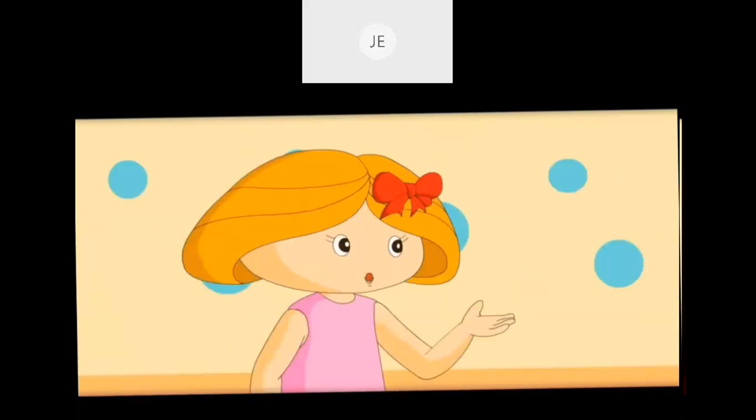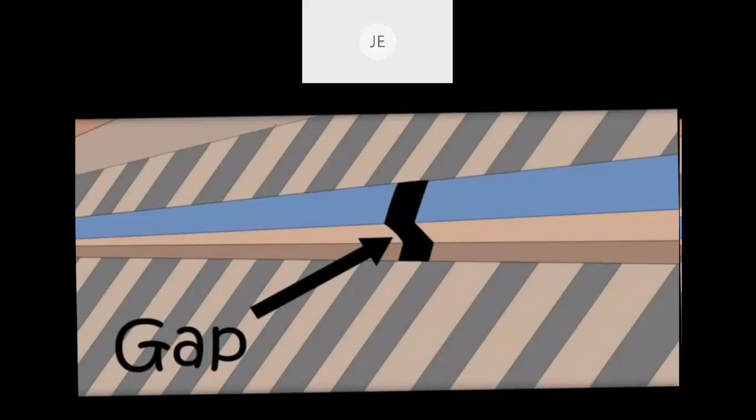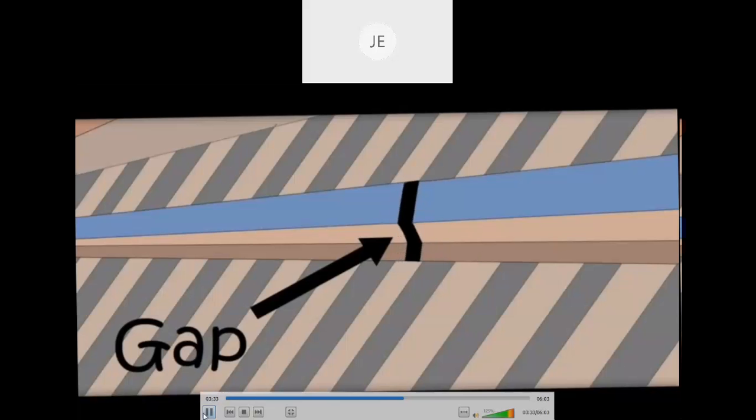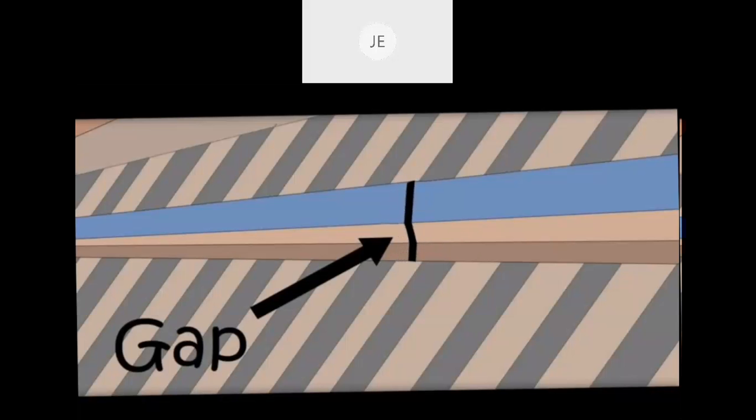Yes, that is why they keep a gap in railway tracks, so that in summers, when the iron of the track expands, there is enough space for expansion. So do you know, in between two rails, have you observed there is a gap? Have you observed or not? Yes, sir. So do you know what is the reason behind it?